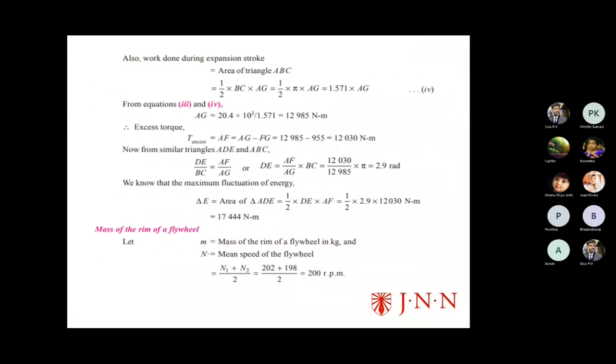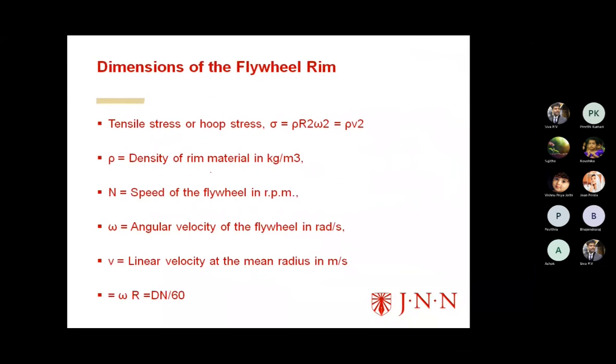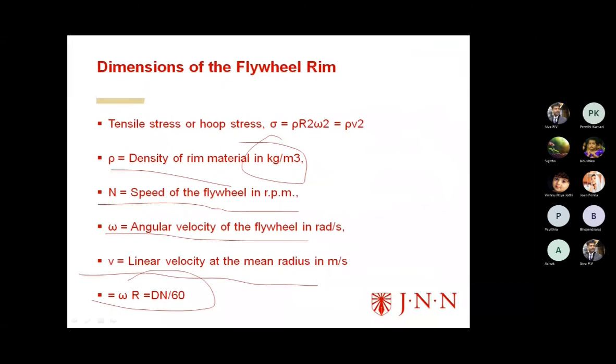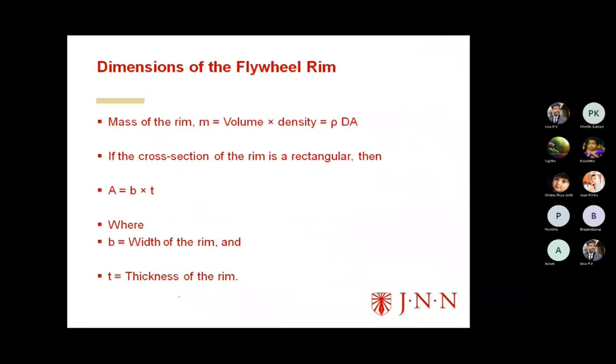And finally, similar to the previous problem, based on the triangles we will find the fluctuation of energy. Then find the dimensions of the flywheel rim. The tensile stress or hoop stress sigma equals rho v square, or rho omega square r square. Rho means density of the rim material in kilogram per meter cube. N equals speed of the flywheel in rpm, omega equals angular velocity of the flywheel in radian per second, and v equals linear velocity at the mean radius in meter per second. v equals omega into r, equal to pi D N divided by 60. Similarly the mass of the rim m equals volume into density, rho into D into A. If the cross section of the rim is rectangular, then A equals b into t, where b is the width of the rim and t is the thickness of the rim.